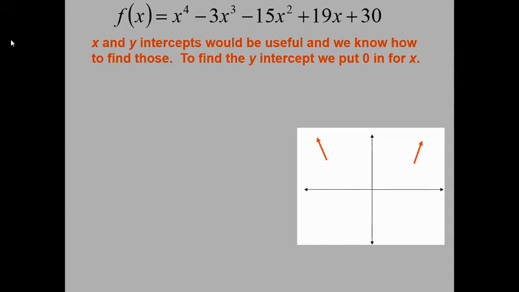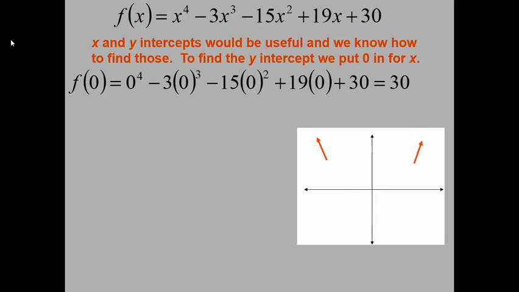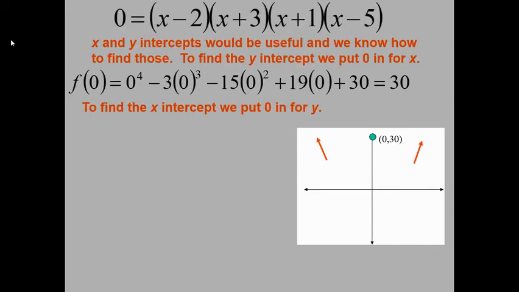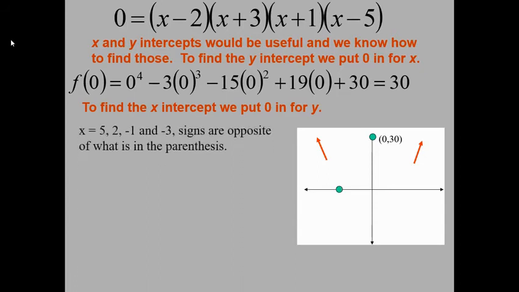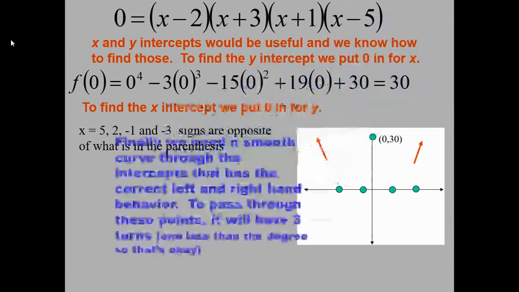We're going to find the x and y intercepts, which would be useful, and we know how to find those. To find the y-intercept, we put 0 in for the x. Notice how we have 30 left over, so 30 is your y-intercept. To find the x-intercepts, we put in 0 for the y. Notice that x equals 5, 2, negative 1, and negative 3. The signs are opposite of what is in the parentheses.